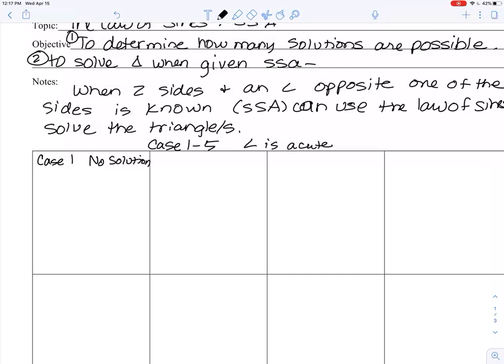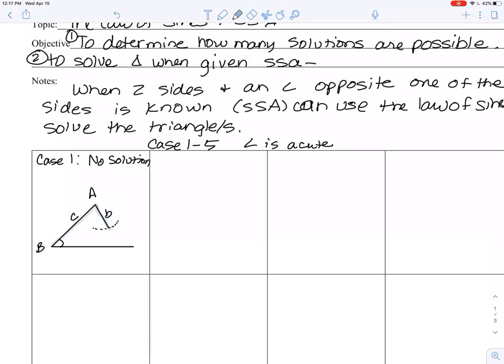Okay, so case 1, there's going to be no solution, and here we have, let's draw a picture here. So we're going to draw a side here, and then we're going to draw a side here, and here's our angle. We'll call it angle B. We're going to call this side C, and so that means up here we're going to put angle A, and here's side B. And just notice here that this is side angle.